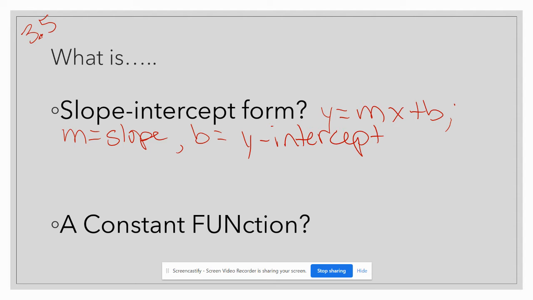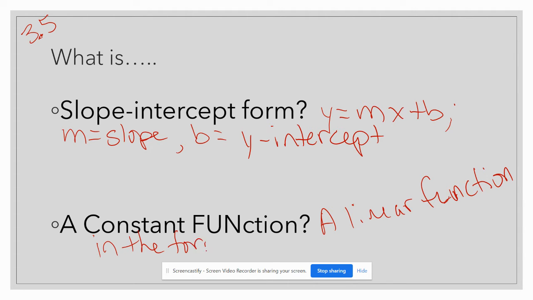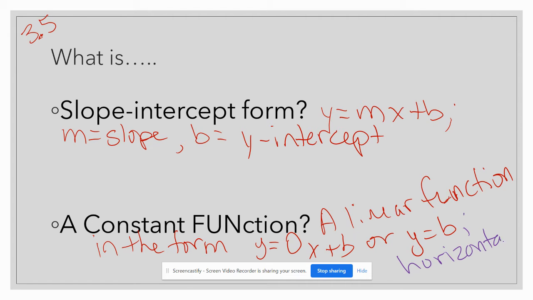A constant function is a linear function in the form y equals 0x plus b, or y equals b, which is actually a horizontal line.